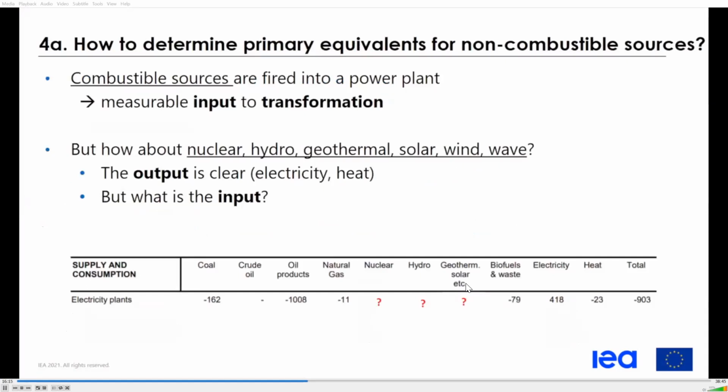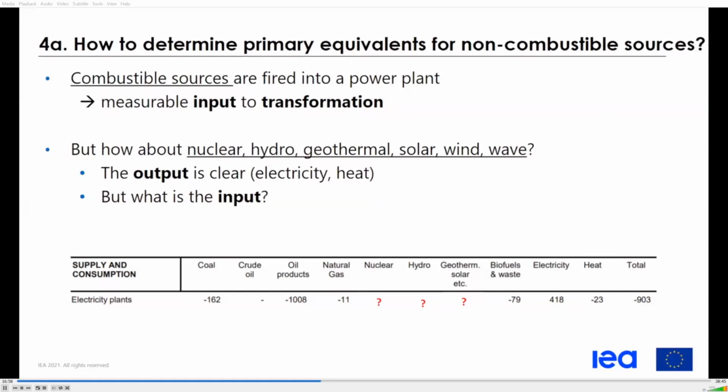So now we know how to convert combustible fuels into energy units, but what about nuclear, hydro, and other renewables? Why is it so important to compute this input, the primary energy equivalent? Because it is important to quantify the primary energy supply in order to calculate the total energy supply. A very important methodological choice is the definition of the primary energy equivalent for the electricity and heat produced from non-combustible sources such as nuclear, geothermal, solar, hydro, and wind.